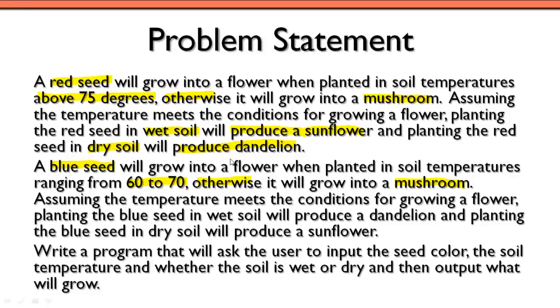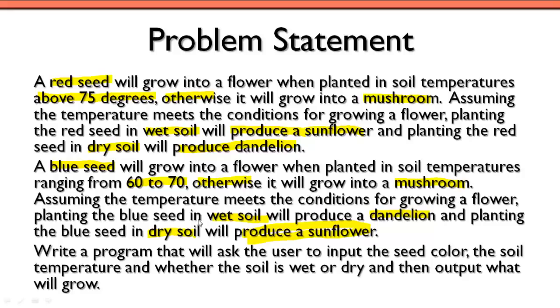So assuming that the temperature meets the conditions for growing a flower, planting the blue seed in wet soil will produce a dandelion, and planting the blue seed in dry soil will produce a sunflower. So basically the opposite of what we had before.